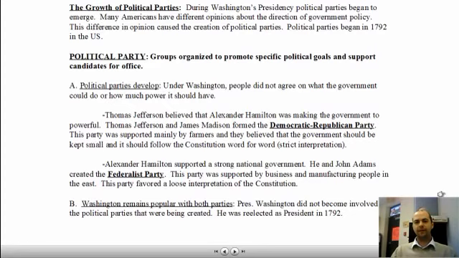Now Washington remained popular with both parties because he didn't become involved in either of the parties. And so in 1792, he was reelected as president.